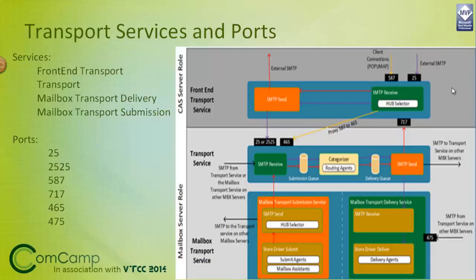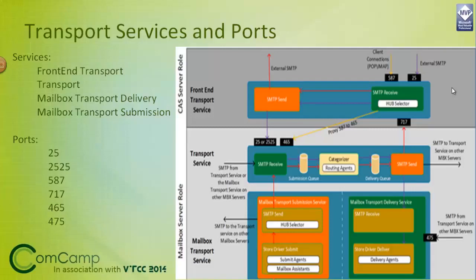All right, let's move on to the next service, the mailbox transport service. This service runs on all mailbox servers and consists of two separate services: the mailbox transport submission service and the mailbox transport delivery service. The mailbox transport delivery service receives SMTP messages from the transport service on the local server or on another mailbox server, and connects to the local mailbox database using Exchange Remote Procedure Call, RPC, to deliver the message.